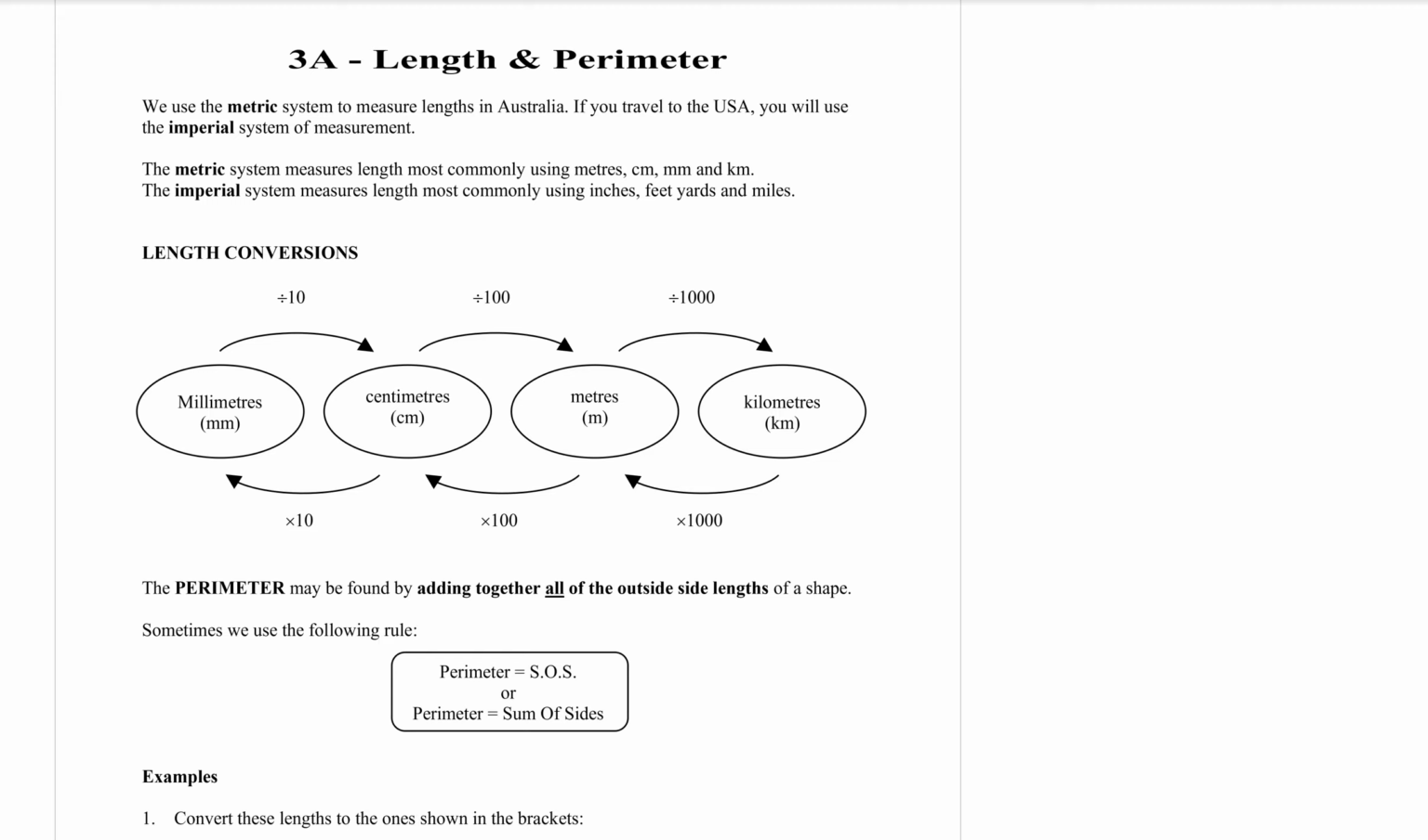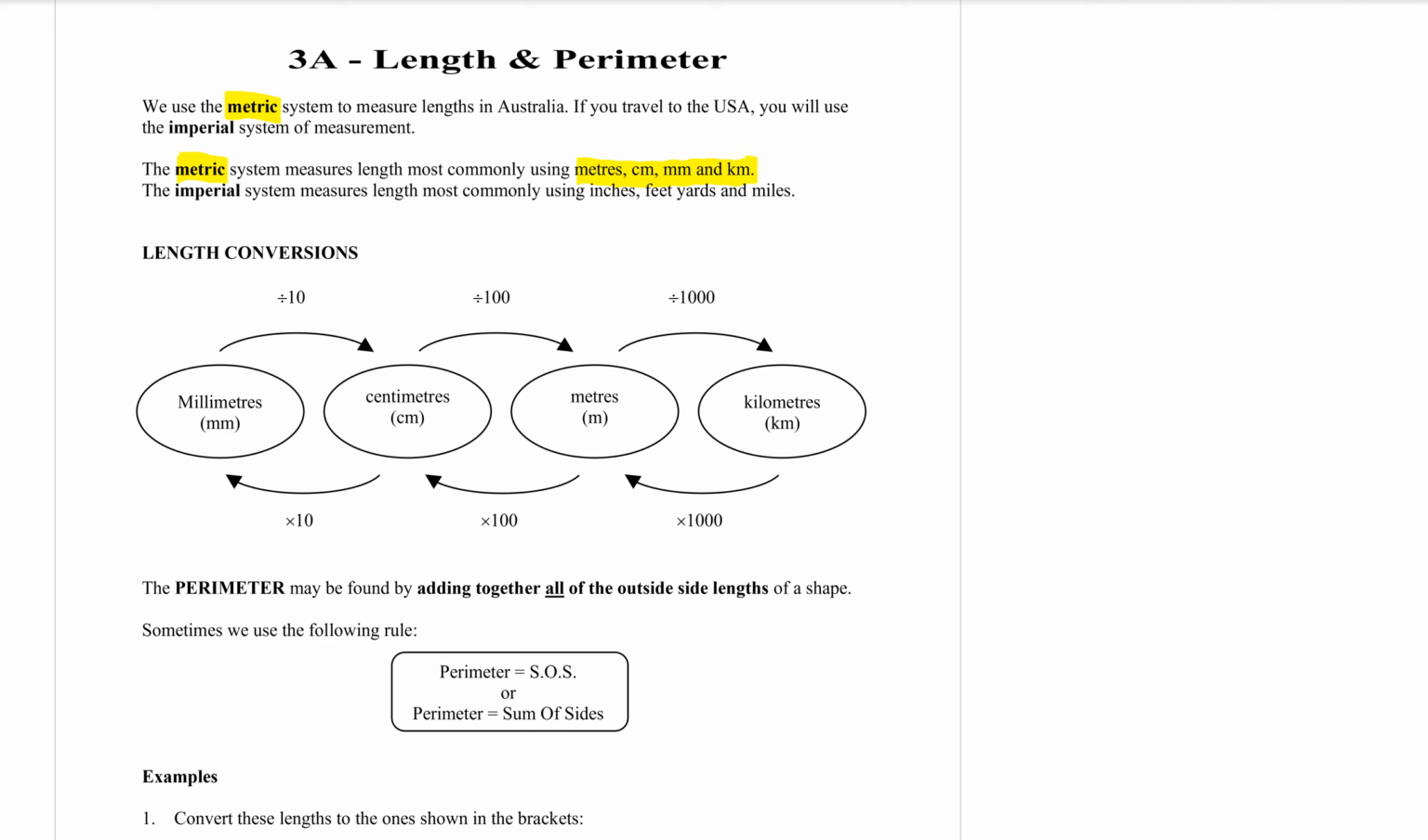Hello Year 8, today we're starting our measurement topic and we're going to start with length and perimeter today. So in Australia we use the metric system to measure lengths. In America they use the imperial system, which is feet, inches, yards, miles, but the metric system that we use in Australia uses meters, centimeters, millimeters and kilometers.